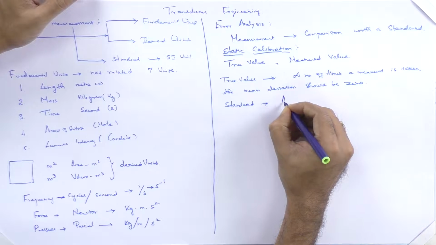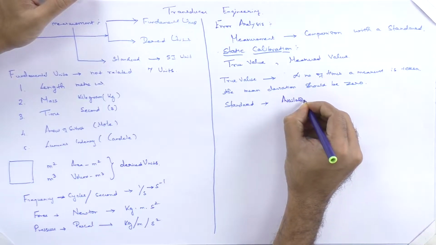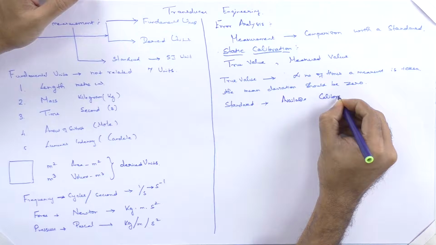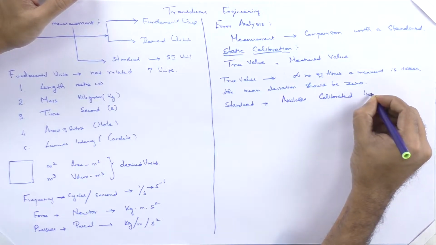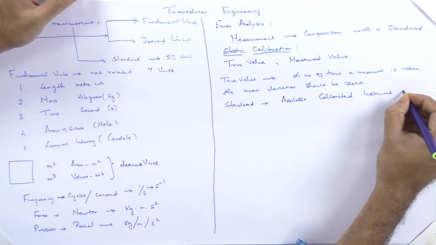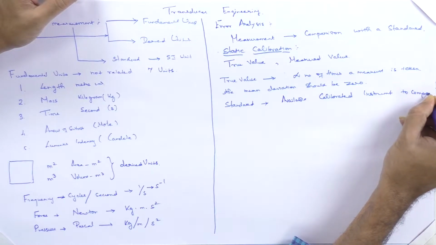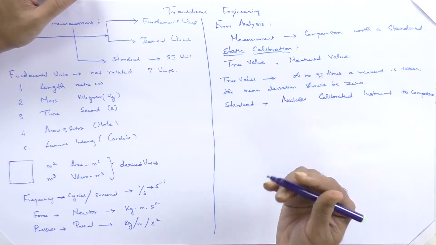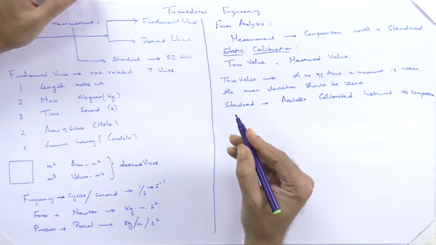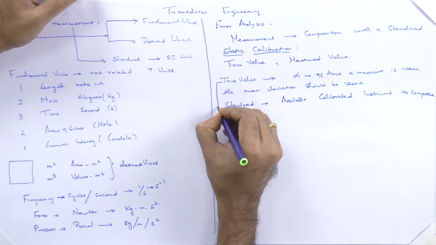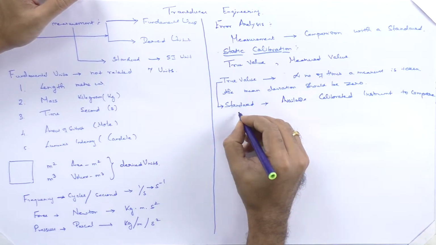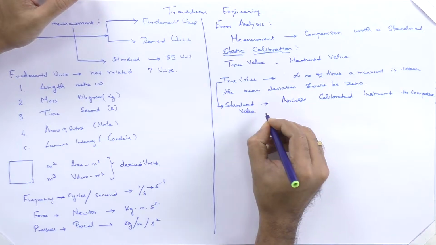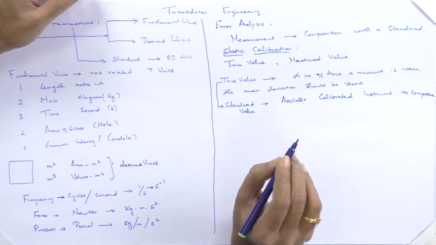Now we come back to what is the meaning of standard. As I told you, this is the available calibrated instrument to compare with your own instrument so that you can obtain an error. So now this true value is being replaced by this standard value, which is obtained from the standard instrument.